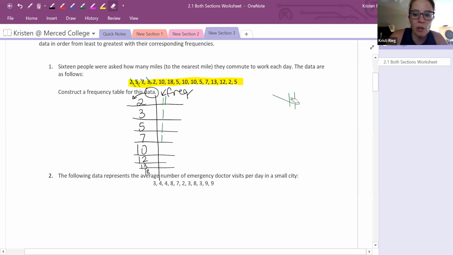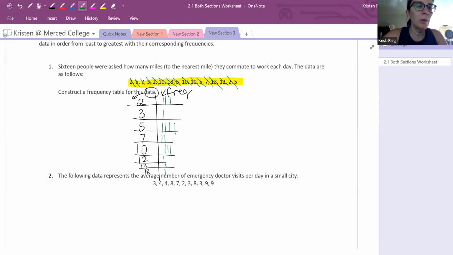So I'm just going to continue to tally up all of these numbers. I left off at this 2. Then I have a 10, an 18, a 5, another 5, 2 more 10s, another 5, 7, 13, squeeze that in there, a 12, a 2, and a 5. And so that's good for a frequency. It's kind of hard to read because it's just a bunch of tallies, and you can't type that into the computer when you're doing your homework.